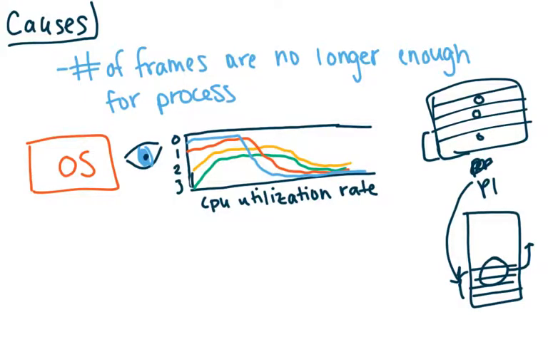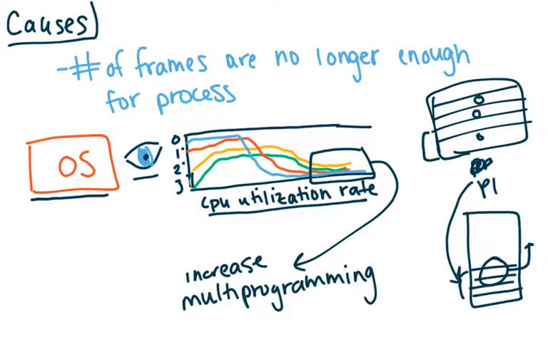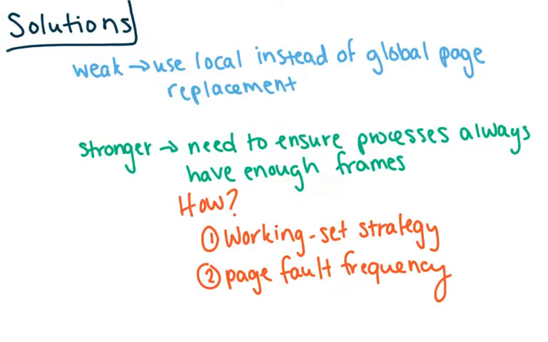So another thing that may happen is that the OS is constantly looking at the CPU utilization rate. So these are your CPUs, and this is the rate they're being utilized, and when it sees a low CPU utilization rate, it's going to increase the multi-programming. So basically that means that it's just going to try to run more programs at once, right? It sees that the CPU utilization rate is low, so it's going to increase the number of programs. And now this is going to eat into the number of frames that are available, and then you might end up with some programs that start thrashing.